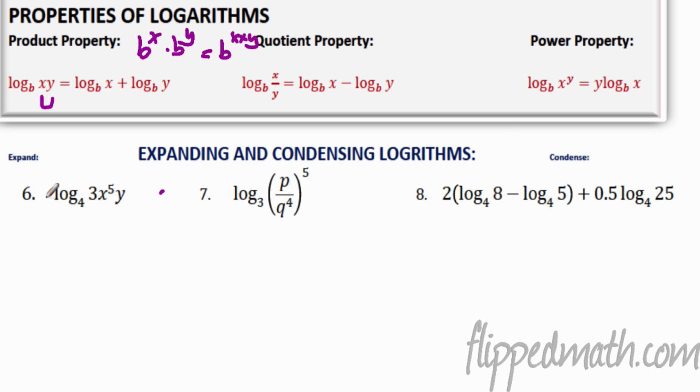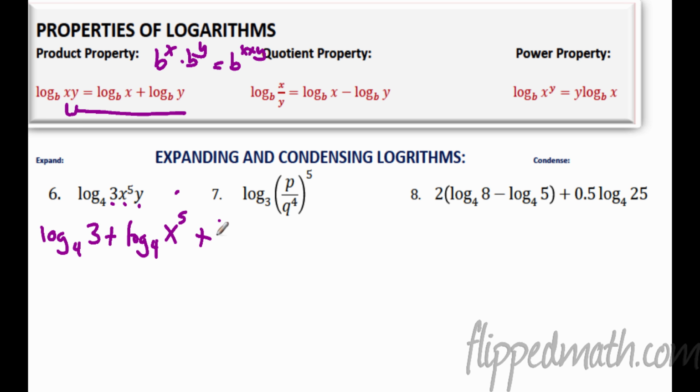So let's look at number 6. How are we going to expand this? Well, we have log base 4 of, I see this term, we have this term that's raised to the 5th power, and we have this term, and they're all being multiplied by each other. So the first thing I would do is separate them using the product property. So this would equal log base 4 of 3 plus log base 4 of x to the 5th, that's one term in itself, plus the log base 4 of y.